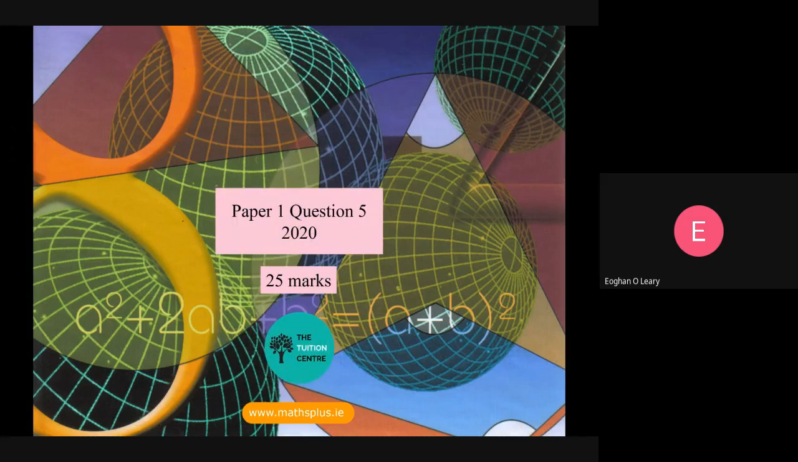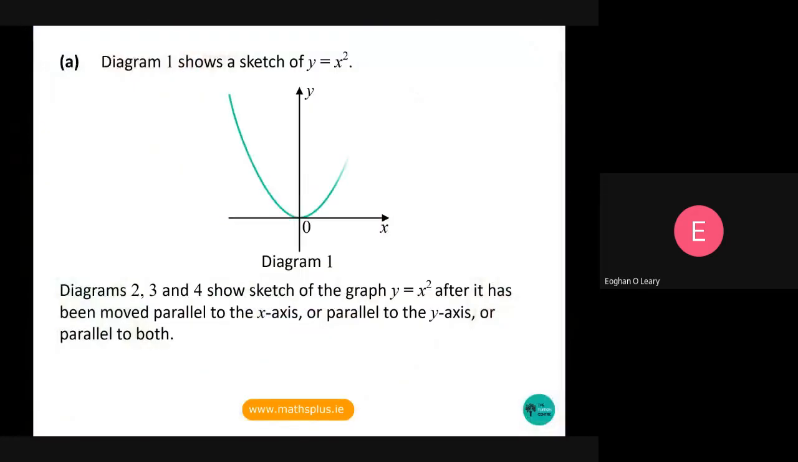Okay, so here we are, question 5. Now, after a couple of tricky questions in a row, we're here on question 5, and you look over and you'd see something familiar. Diagram 1 shows the sketch of y equals x squared. Diagrams 2, 3, and 4 show the sketch of the graph y equals x squared after it has been moved parallel to the x-axis or parallel to the y-axis or parallel to both.